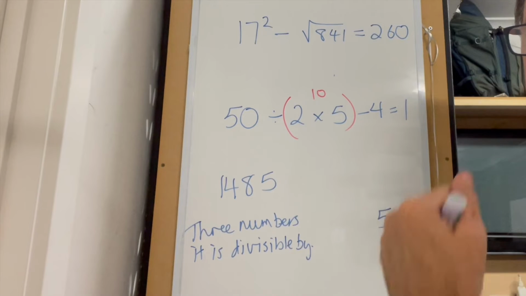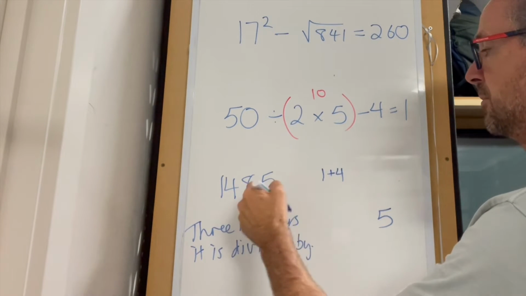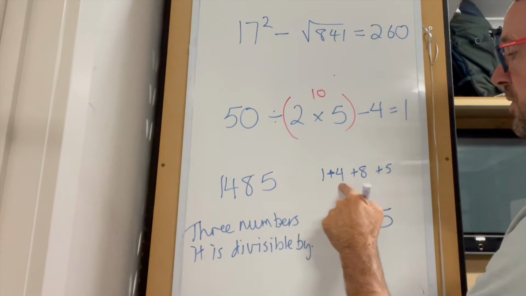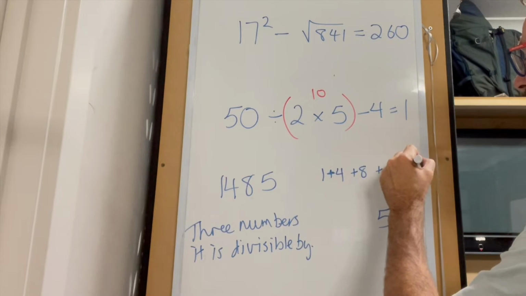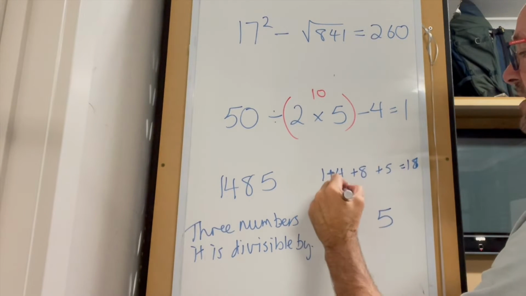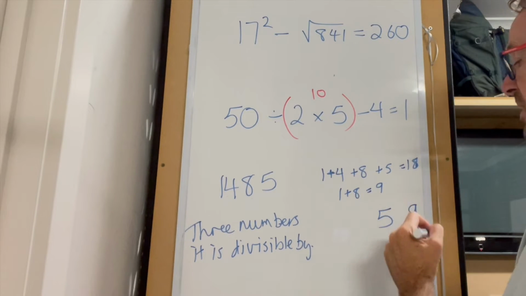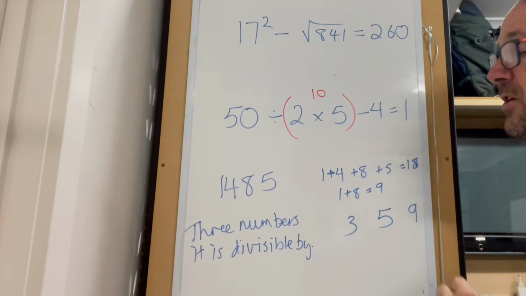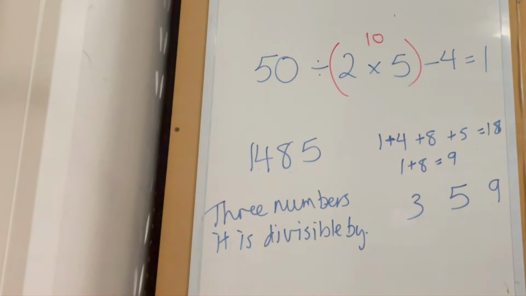So the next one you'd check would be 3. So 1 plus 4 plus 8 plus 5, okay? So 1 and 4 is 5, 5 and 5 is 10, and 8 is 18. And then you add the 1 and 8 together, and that equals 9. So that means that 9 is definitely one of the numbers that is divisible by, and if it is divisible by 9, it must also be divisible by 3. So 3, 5, and 9 would be your 3 answers here, okay?